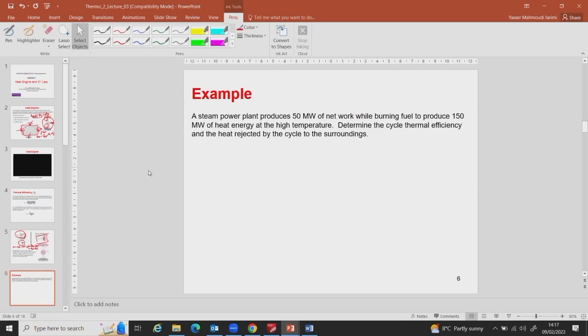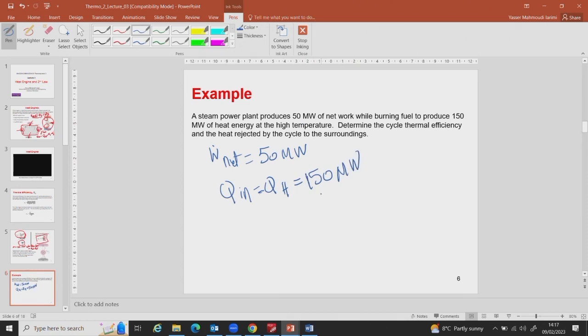It says that a steam power plant produces 50 megawatt of net work. So here what we have is that W dot net is 50 megawatt, while burning fuel to produce 150 megawatt of heat energy at the high temperature. So Q in, which is QH, actually is 150 megawatt, right?